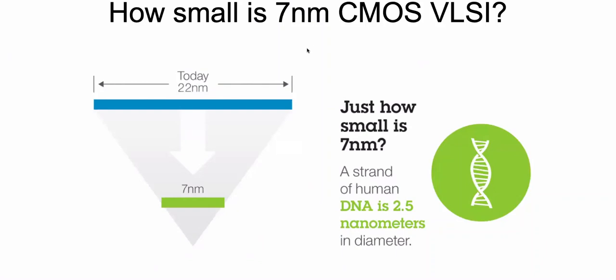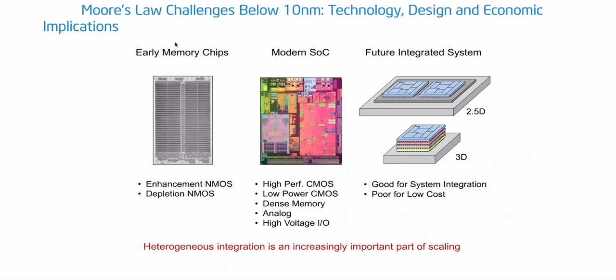By the way, if you think about it, 7 nanometer CMOS and the size of DNA is about 2.5 nanometer in diameter. And by the way, it can be much, much longer. So our transistors are not much bigger than a DNA molecule. So what are the challenges?